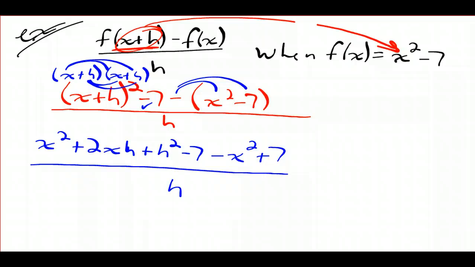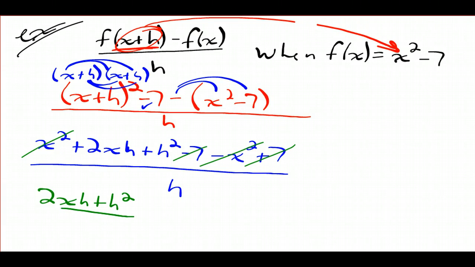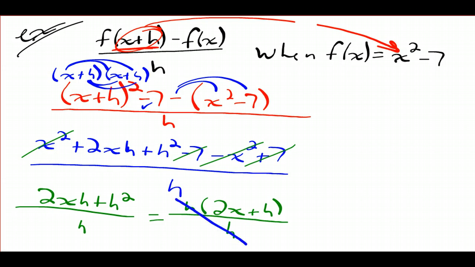So then, x squared minus x squared is 0, negative 7 plus 7 is 0. If you do not get rid of your terms without an h completely, you've done something a little bit wrong with your sign, so go back and take a look at it. Then from here, all we are left with is 2xh plus h squared over h. In order to simplify this even further, I can factor out an h, so that is h times 2x plus h. So that h divided by h is 1. So all I'm left with is 2x plus h.